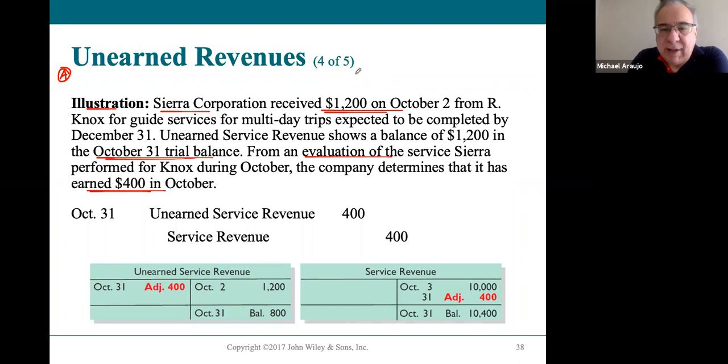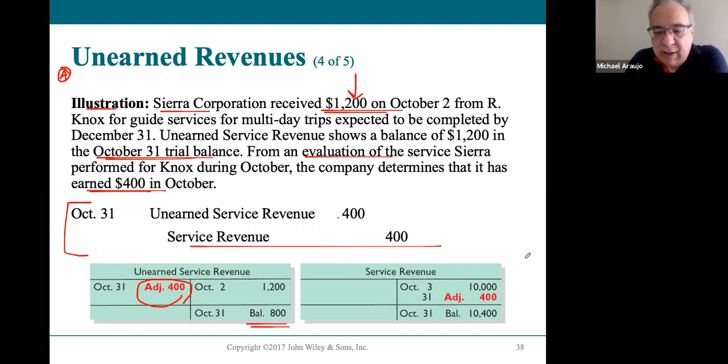Well, there's a problem because this $1,200 is sitting in unearned revenue, which is a liability. They don't owe them that much anymore. So they have to do the adjusting entry, which they do by debiting unearned service revenue, right? That lowers the liability account. Now they only owe $800 worth of unearned revenue. Well, if they adjusted it, that's because they earned it. If they earned it, it should be in service revenue. It should be on the income statement. And so the adjustment increases the amount of revenue they had for that period of time, the month of October in this case. Okay.